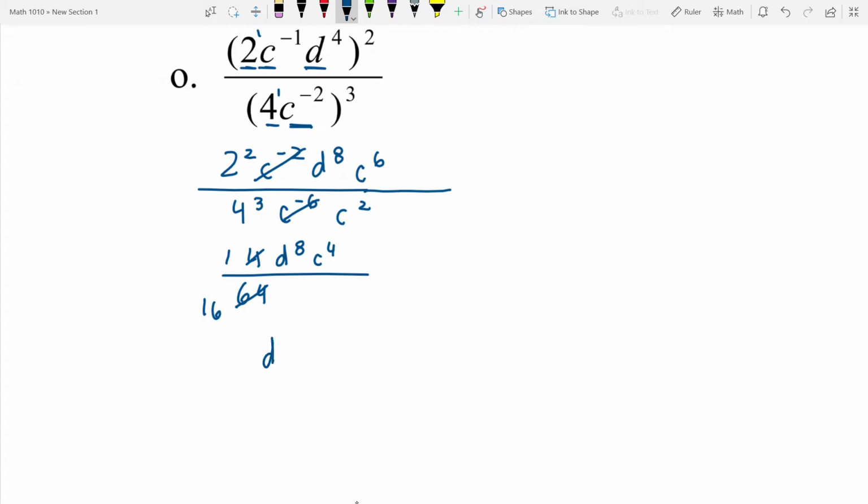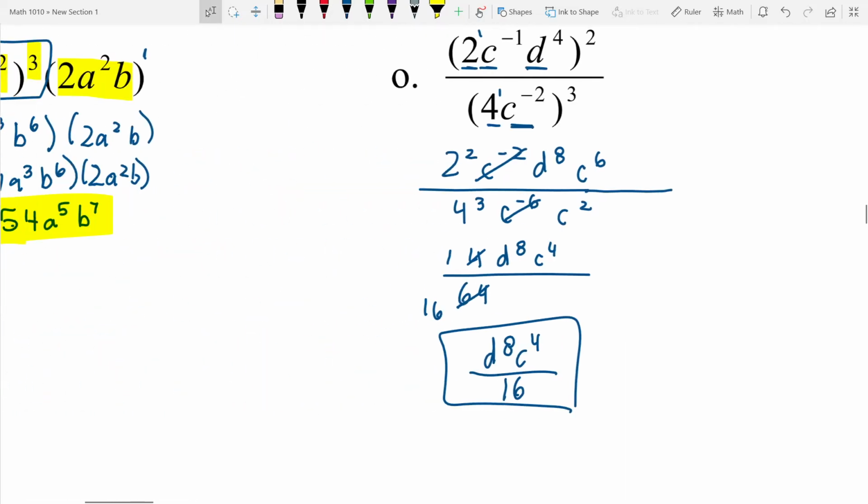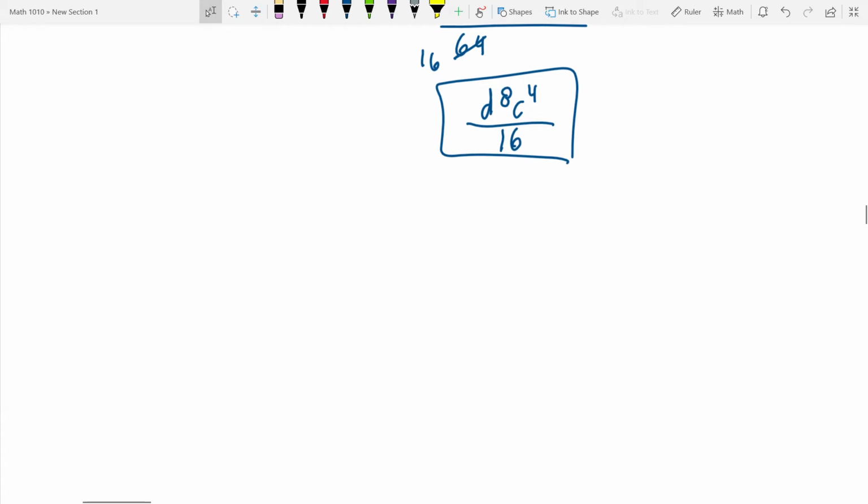So on top you have a d to the 8th and a c to the 4th. On the bottom you have a 16. There's my answer. Why is the 16 on the bottom? Because the big number was on the bottom, so you can have leftovers down there. Okay? All right.